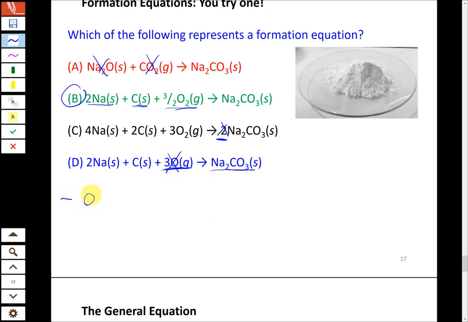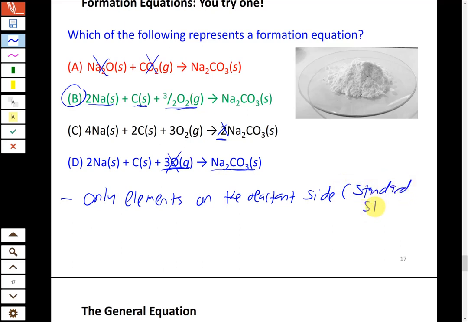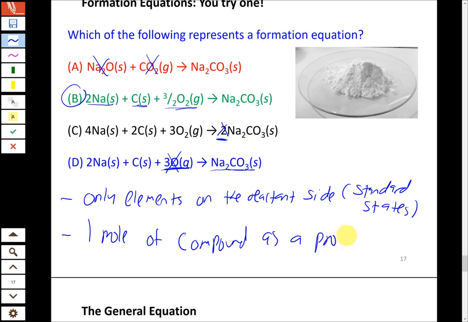We're again looking for only elements in their standard state on the reactant side. And they have to be in their standard states. So that got rid of choices A and D because A was compounds on the reactant side, D had an element that wasn't in its standard state, and then we're also looking for the formation of 1 mole of a compound as a product. And that got rid of choice C because it was balanced to form 2 moles of that compound. All right, so that's how we recognize formation equations.